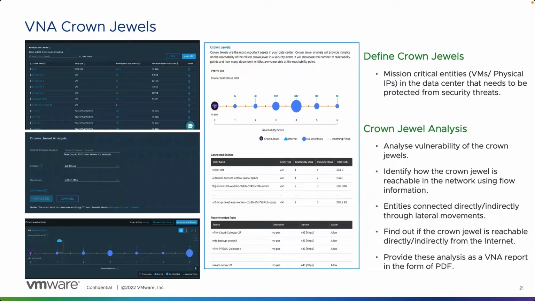And then also being able to generate a virtual network assessment report via PDF that includes details on the selected Crown Jewels within the infrastructure, along with what connected entities are within reach and what the recommended rules are that could be implemented to help better protect the Crown Jewels, or the mission critical entities, within our data center.